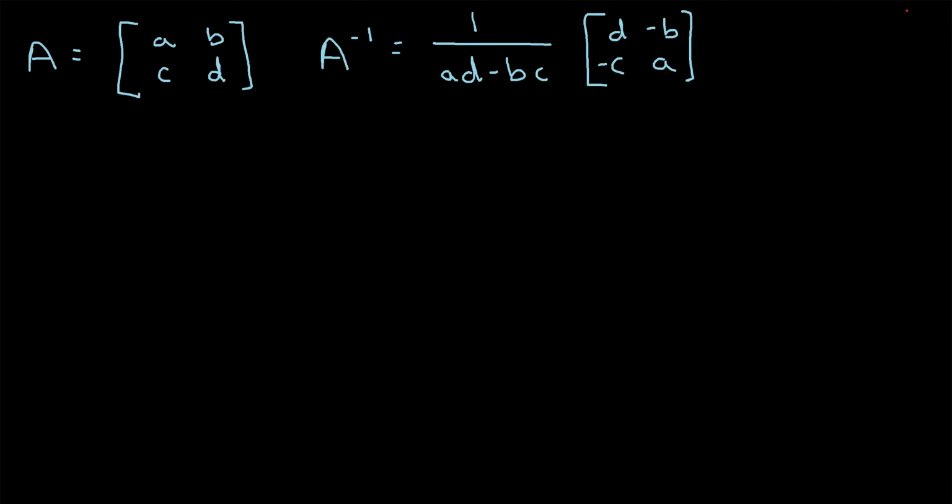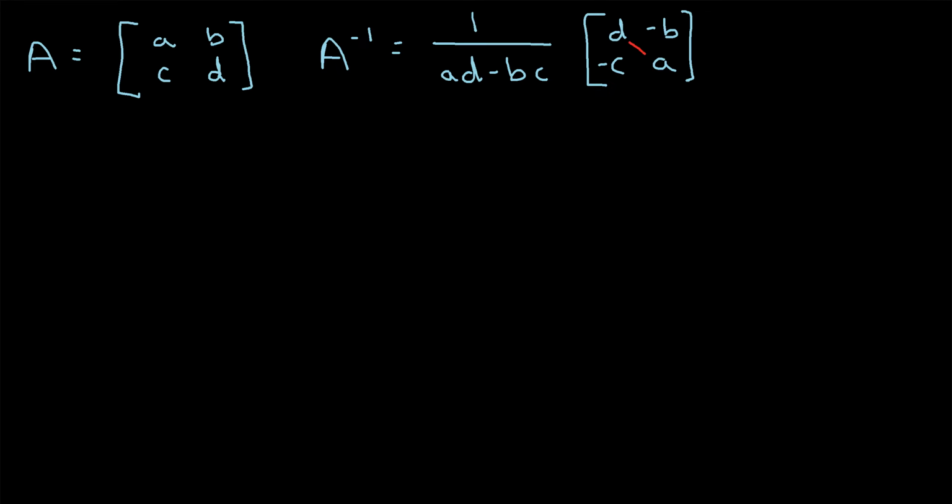In this video, we'll talk about how to find the inverse of a 2 by 2 matrix. So if we have the following matrix A, and it has values a, b, c, and d, the inverse of A can be calculated by using the following formula: 1 divided by ad minus bc, and we multiply by the following values.